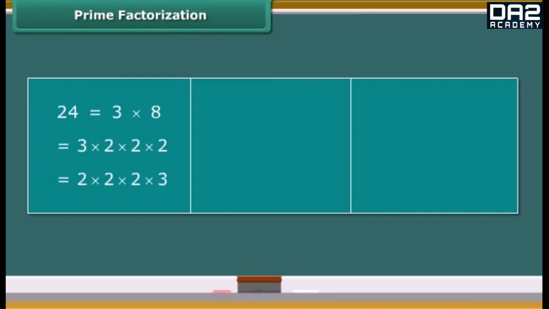We can also write 24 as 2 into 12. In this case, the factor 12 can be further factorized as 2 into 2 into 3. Thus, 24 can be written as 2 into 2 into 2 into 3.